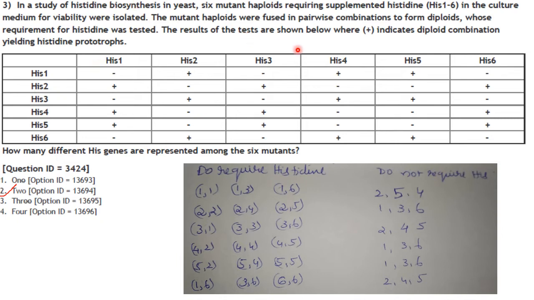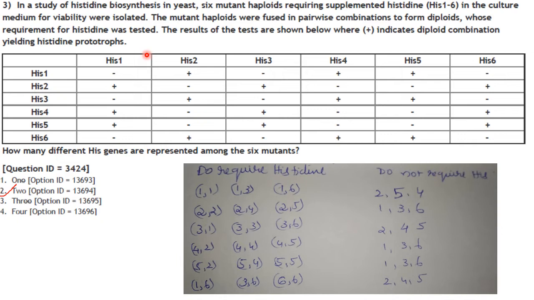The results of the test are shown below, where plus indicates a diploid combination yielding histidine prototrophs. So prototrophs are organisms which grow even in minimal media. They are like wild types, not like auxotrophs. Auxotrophs will not grow on minimal media.